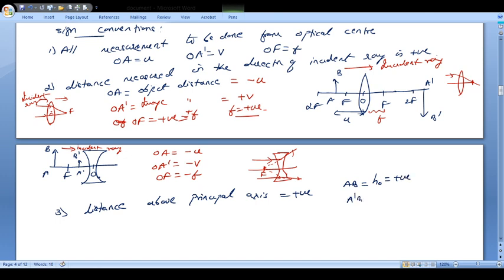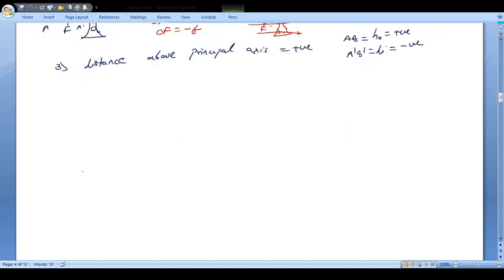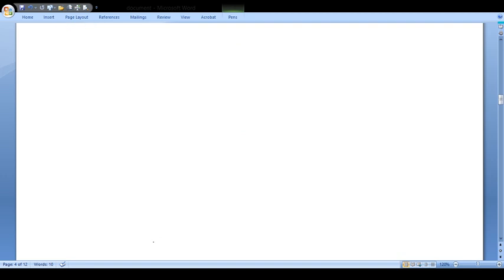Here A dash B dash, that is the height of the image, will be negative. And here in both the cases AB and A dash B dash in concave lens will be positive only. So these are the sign conventions. Now let's try to see the lens formula. It is a formula relating object distance, image distance and the focal length. So the lens formula is 1 upon f is equal to 1 upon v minus 1 upon u.